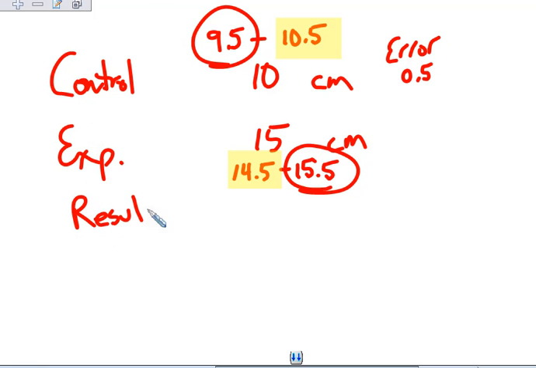The results are significant, and so this helps us determine whether or not there's actually a correlation between the independent and dependent variables. I can't spell and write. Significant.